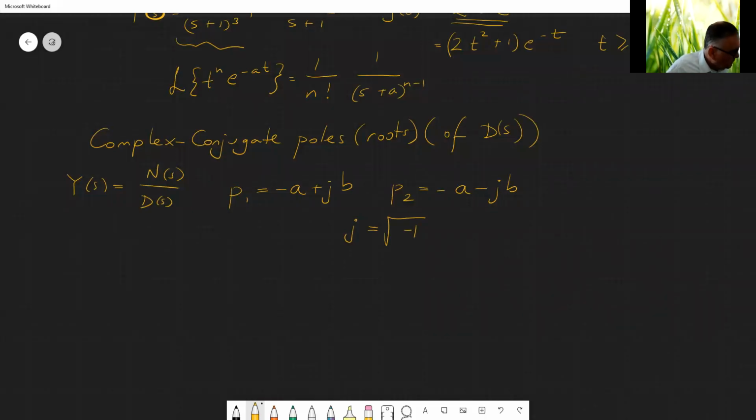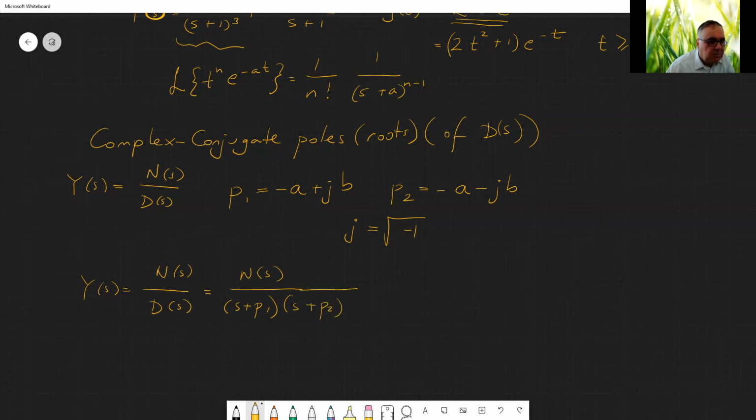Now, as a simple expression, let's use the following. First of all, if the poles are complex conjugate, you can separate them into complex conjugate ones and the real ones. The real ones, we deal with as before. Let's talk about the complex conjugate ones. Let's say you have N of s over D of s, which is N of s over s plus p1 times s plus p2. p1 and p2 are these, by the way. So it is N of s divided by s plus a minus jb times s plus a plus jb.